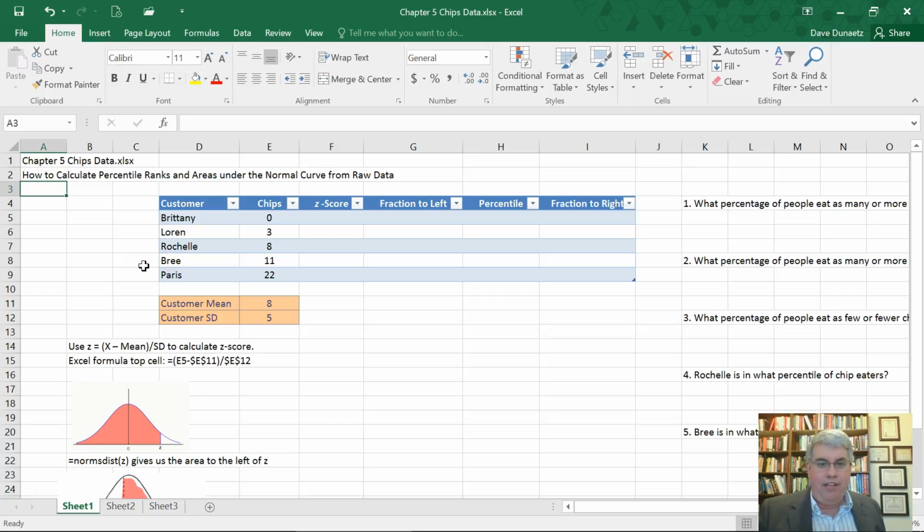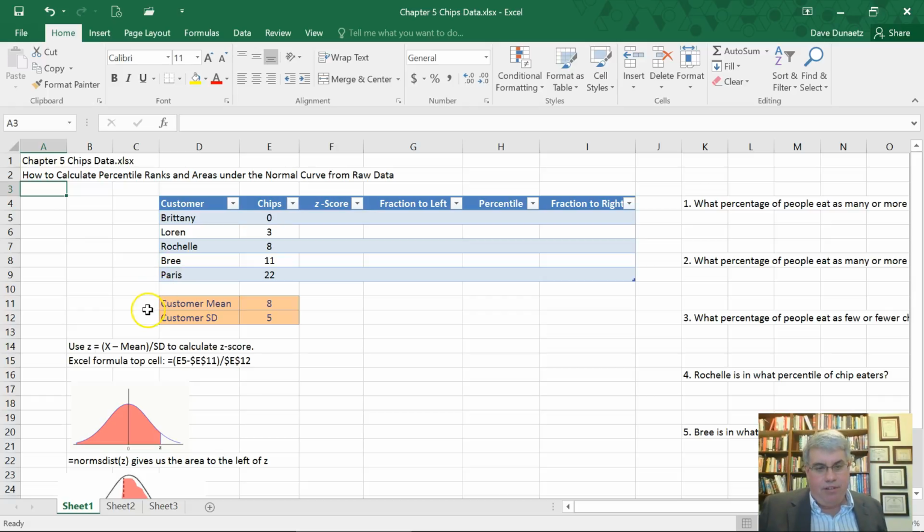And so they said, "Oh, let's compute z-scores." That sounds like a good idea, except how are they going to do that? You need to know the mean and the standard deviation. Well, it turns out that there's been a waitress that's been working at Taco King for 37 years. And so they decide to ask her how many chips people usually eat.